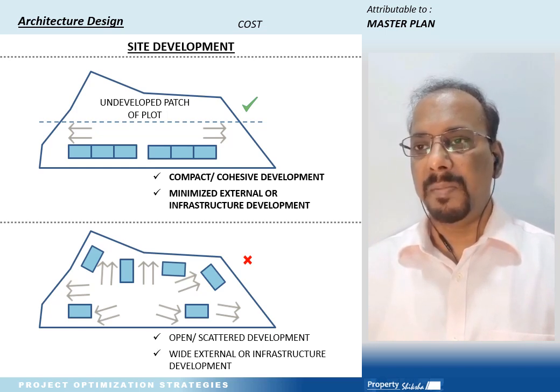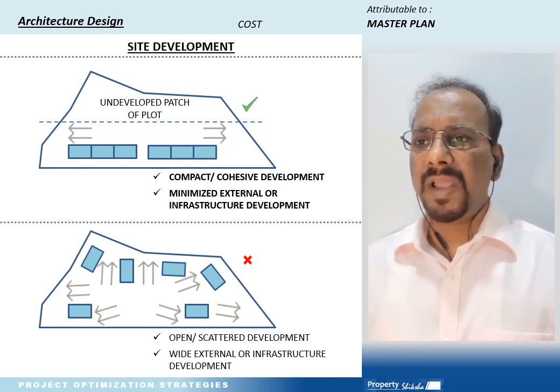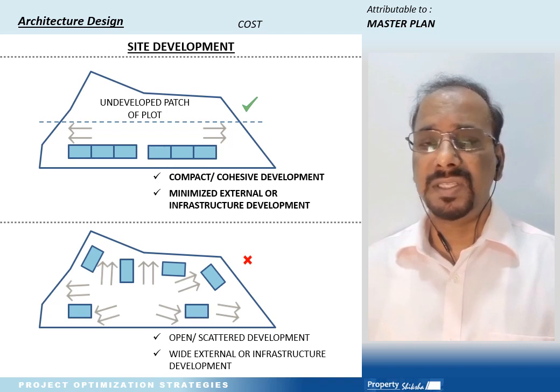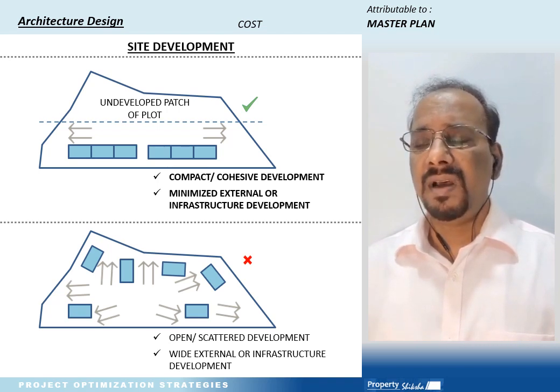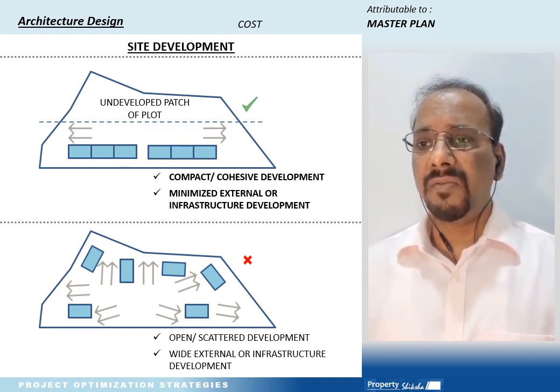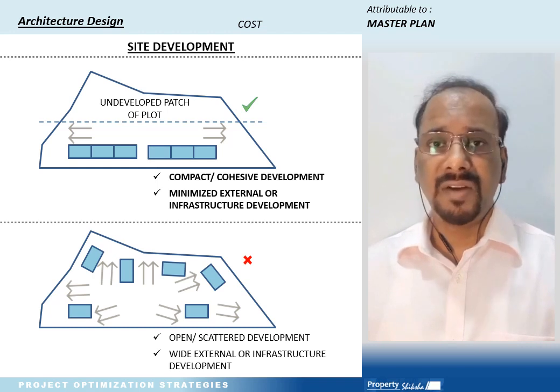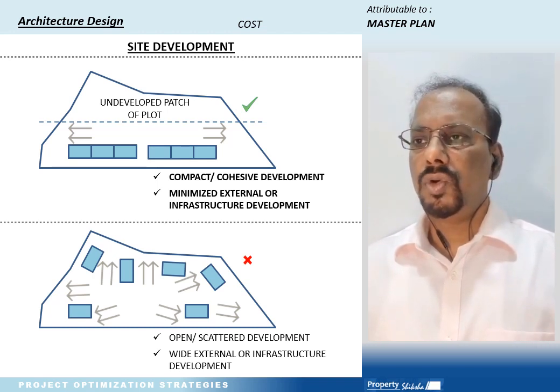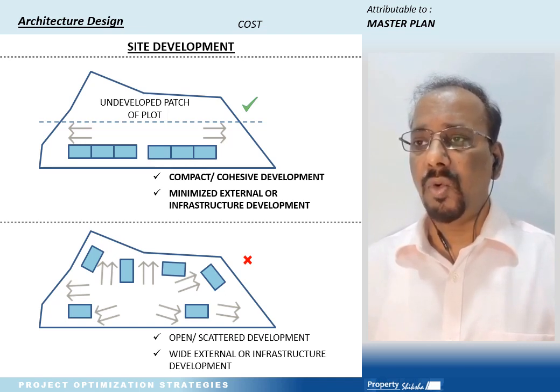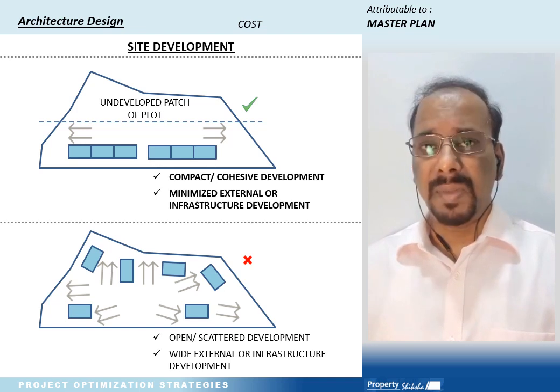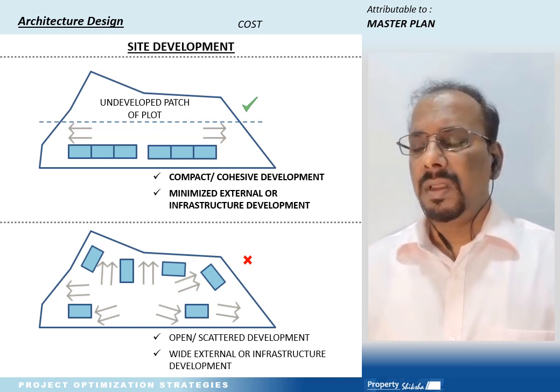Also, by virtue of its planning, the first diagram shows minimized external or infrastructure development while leaving an undeveloped patch of land on one side. While in the other diagram, wide external or infrastructure development is shown, which is not advisable. So this compact or cohesive development will help minimize or reduce road or services networks and thus minimize the extent of external development and its associated cost.